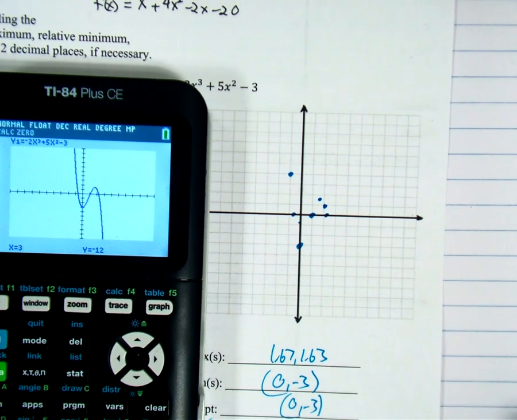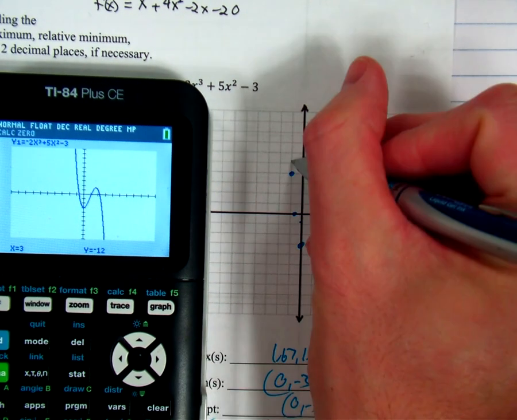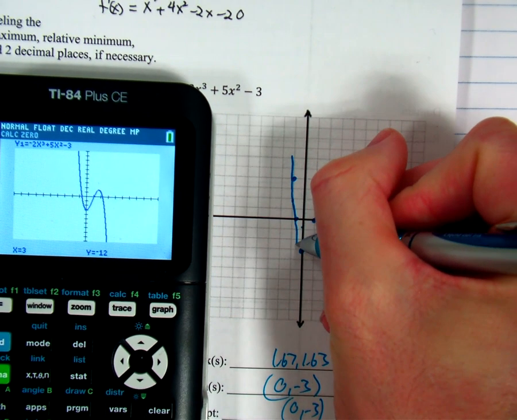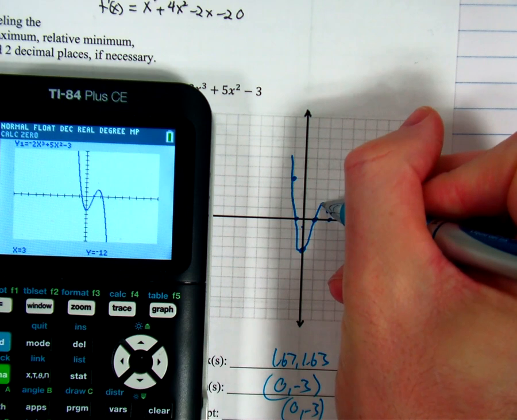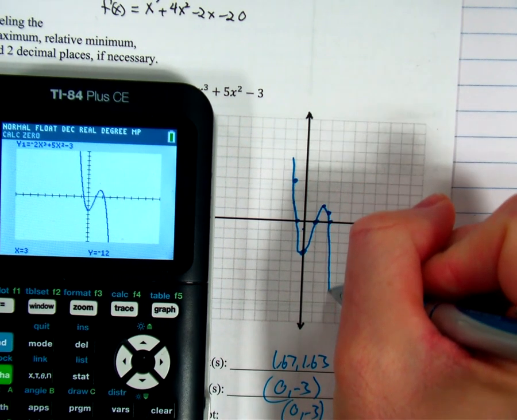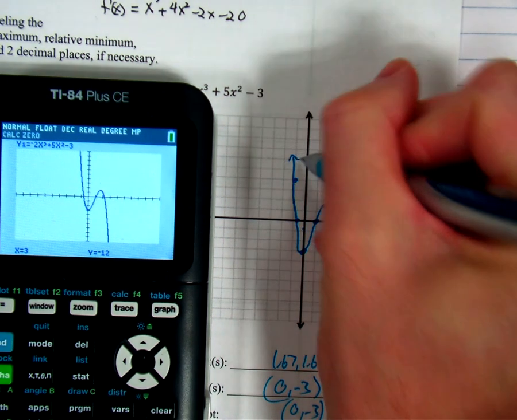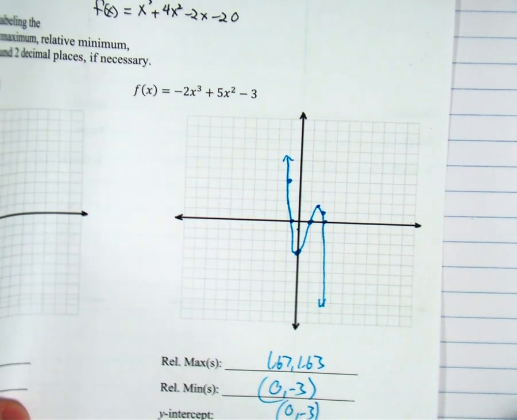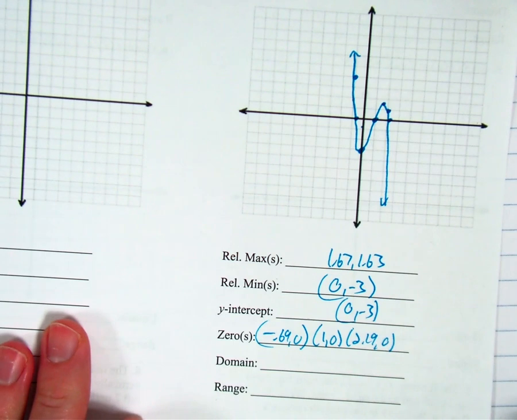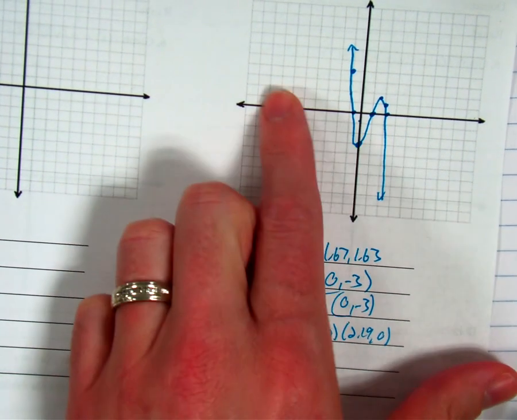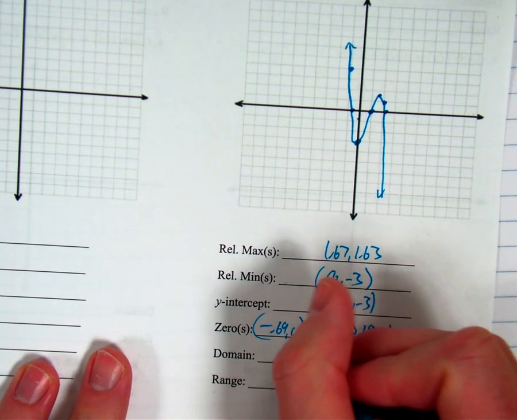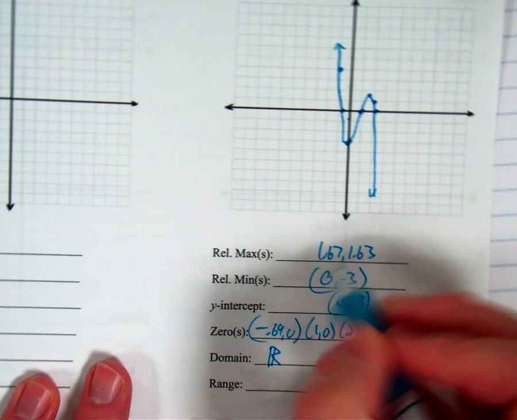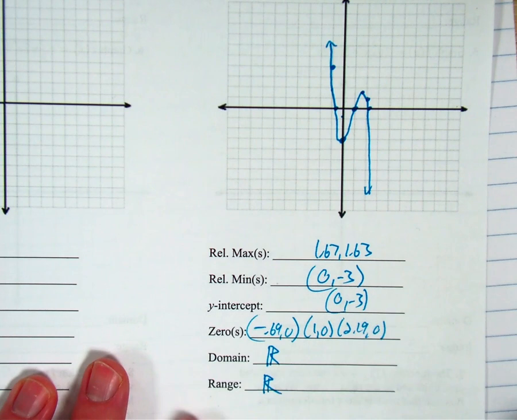Okay? So now we're going to go through and smooth this out. It's pretty steep on the ends. Okay? And there we go. Now talking about domain and range. Domain, it's going to go left and right forever, so we're going to have all real numbers there. Range, up forever, down forever, also all real numbers.